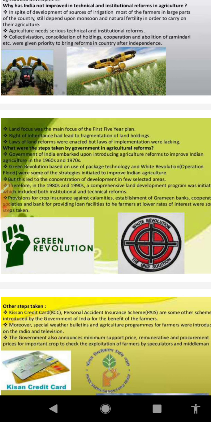Then subsidies. Farmers are also given subsidies on electricity consumption and on the purchase of seeds and fertilizer in order to improve their output. Then crop insurance is also provided to the farmers against losses caused by crop failure on account of natural calamities like drought, flood, fire, diseases, or cyclone. So these are the important institutional reforms. Now we'll discuss some of the important technological reforms.